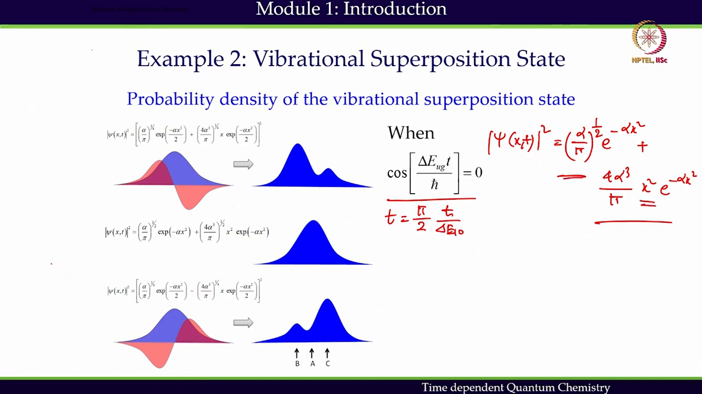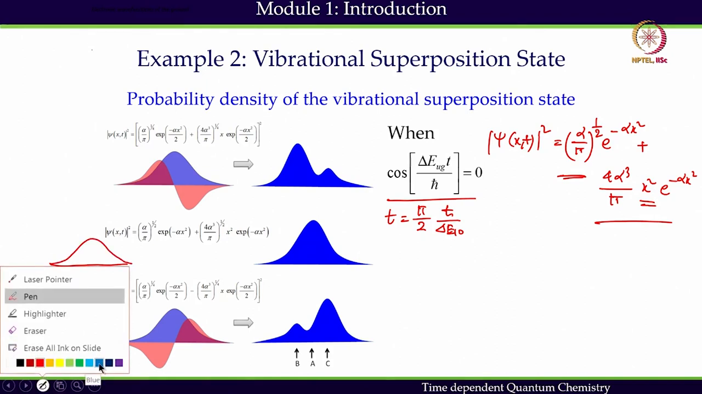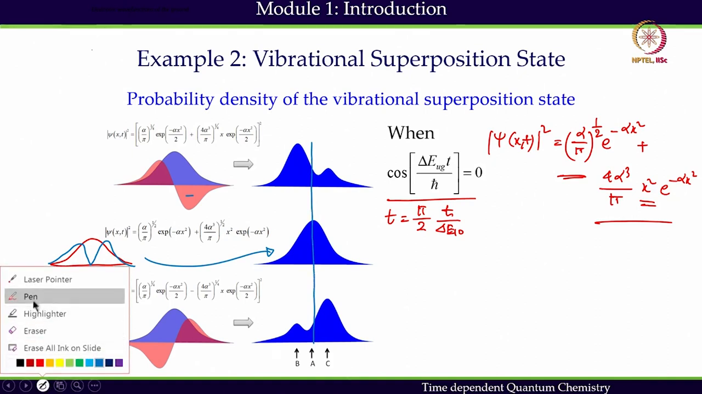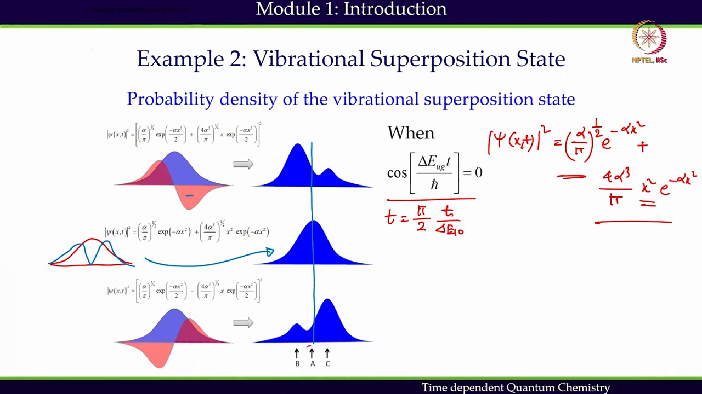So I have this function, then I had another function, but it is now squared, that is why it will not have any phase like this, negative phase like this. So, and if we add them together, we finally get this, which means that the density has now come, maximum density has come to this middle point, which is defined by A at this time.